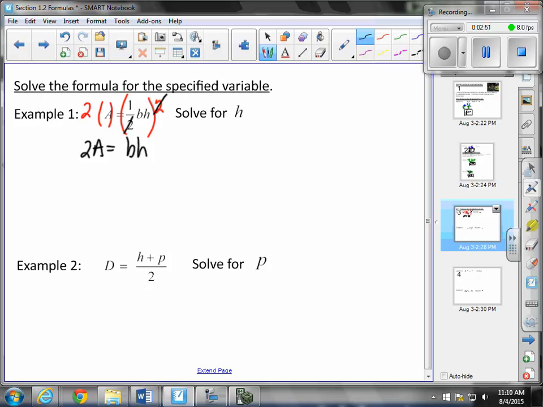We get bh. The only time you distribute and multiply through by 2 is when you have addition and subtraction inside your parentheses. Now to finish this problem, we have base times height. So to get the height by itself, or to get just the h, we're going to divide both sides of our equation by b. And we wind up with 2a over b equals h. And there's our final answer.